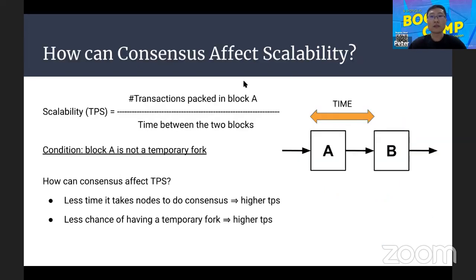Okay, let's get to the last question. Before I answer how PoA scales, we need to understand how the consensus of a blockchain system can affect its scalability. By definition, scalability is the capacity of a blockchain system to process new transactions. And it is often measured in terms of transactions per second, or TPS.